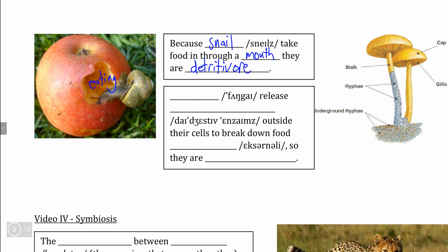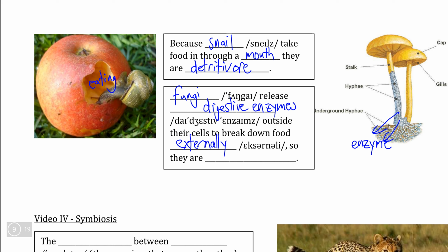Now, fungi, like these mushrooms here, obviously don't have a mouth, which means that they can't put food in their mouths in the way that a detritivore does. So, instead, what they do is release a type of chemical called digestive enzymes. The job of digestive enzymes is that these are chemicals that are released by the fungi into the dead organic matter that they're living on, usually a dead tree. And what digestive enzymes do is they chemically break down food externally from the fungus.